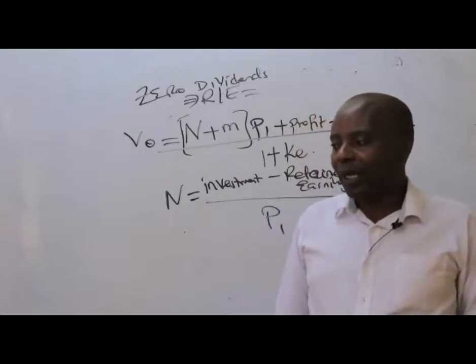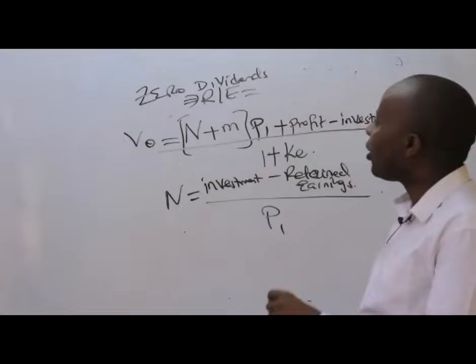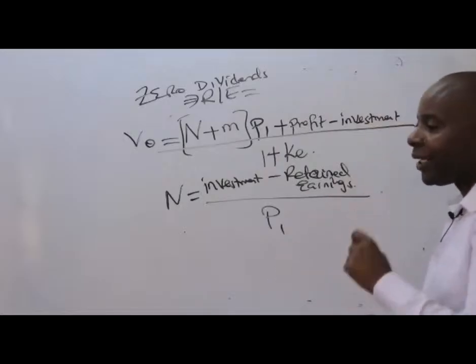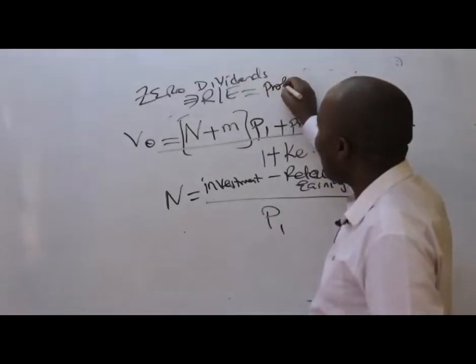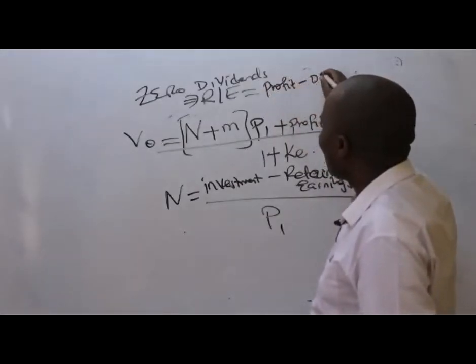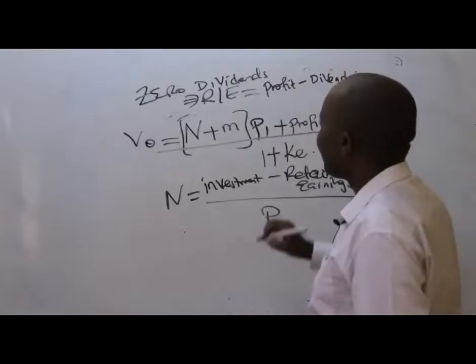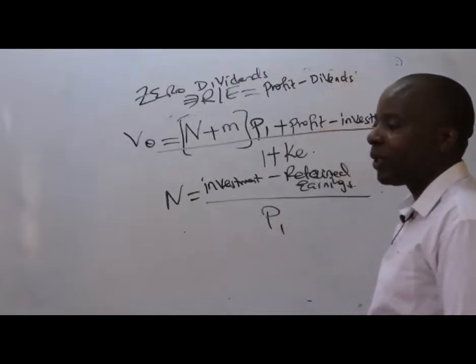So, ladies and gentlemen, when we don't pay dividends at all, to be able to get retained earnings, we normally take the profit that we get minus what we pay out, minus our dividends.